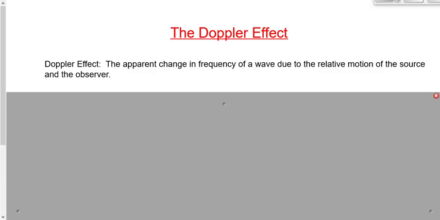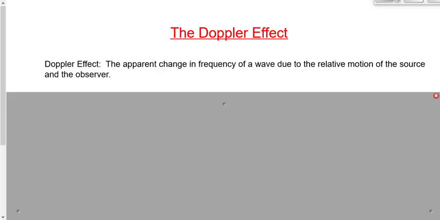So you've got something that's moving relative to something else. One of the things is making a sound or making some kind of wave. The frequency will appear to change as a result of that motion. When a car is coming towards us and sounds its horn, it produces an actual frequency. It appears to us to be higher than it really is.